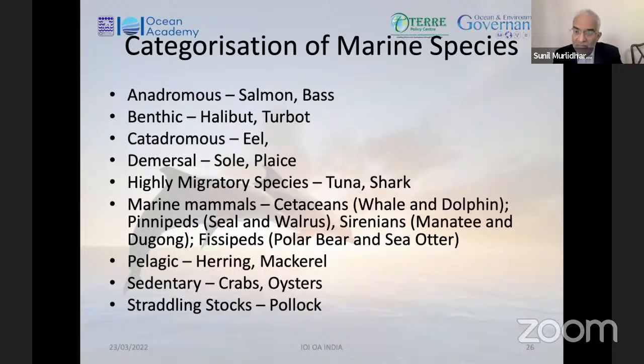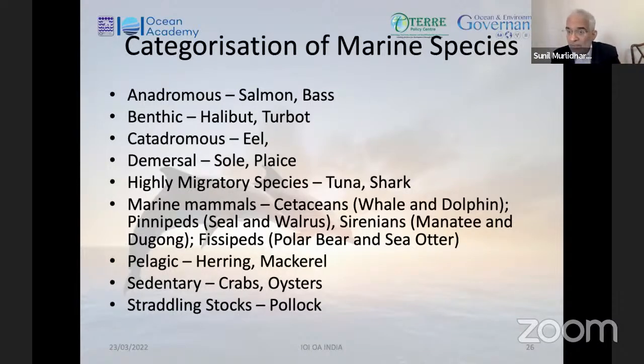Then there are benthic fish. Benthic, remember benthic, benthos: benthos is at the bottom. Nekton, plankton, nekton, and benthos. So benthic fish are bottom dwellers. These are halibut and turbot. Now there's a problem with bottom dwelling fish, because the bottom is where all the rubbish is sinking: heavy metal pollution and all other pollutants. So the problem with these benthic fish is they are the ones that are ingesting that.